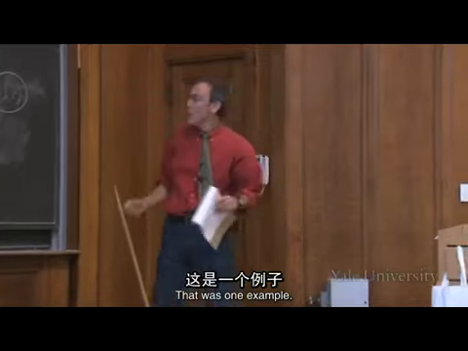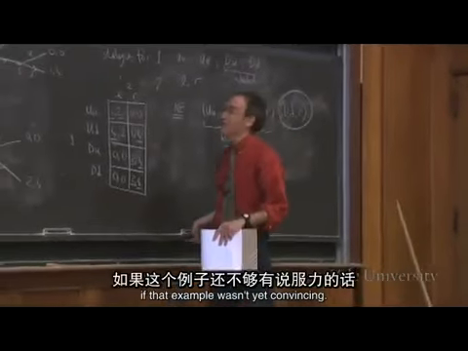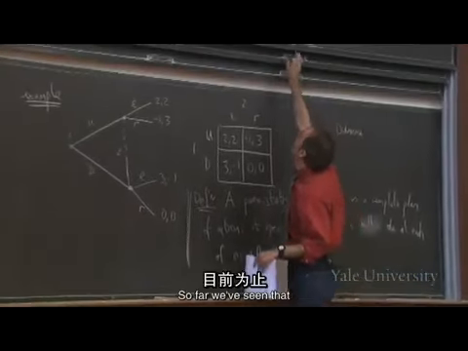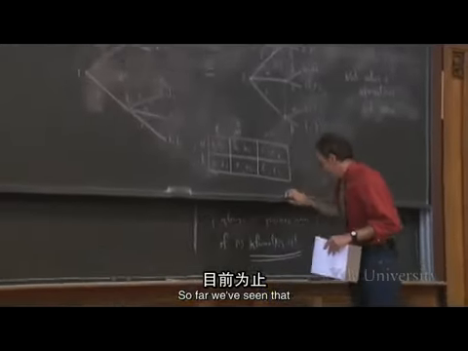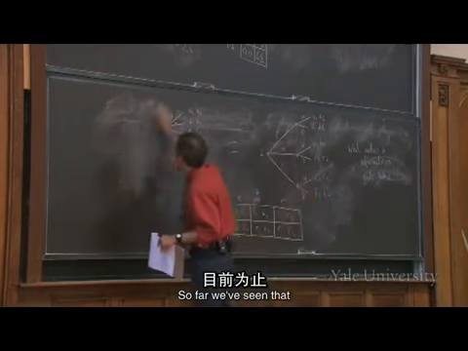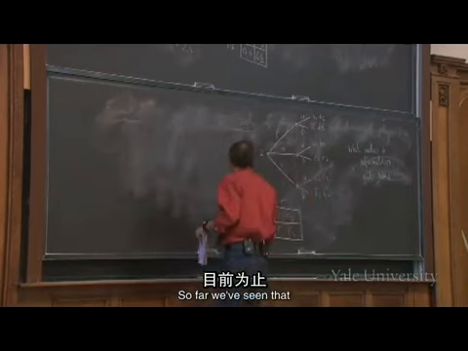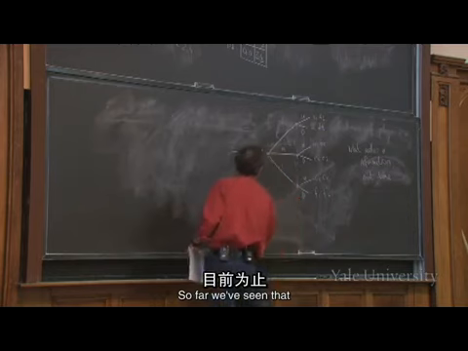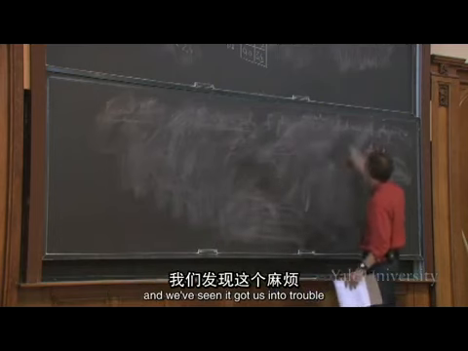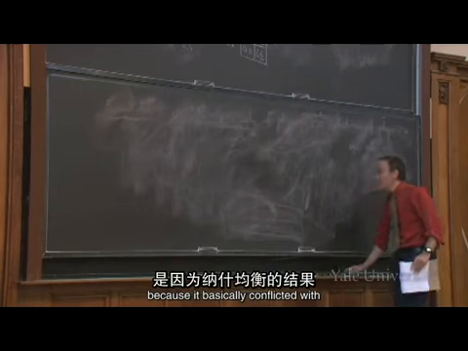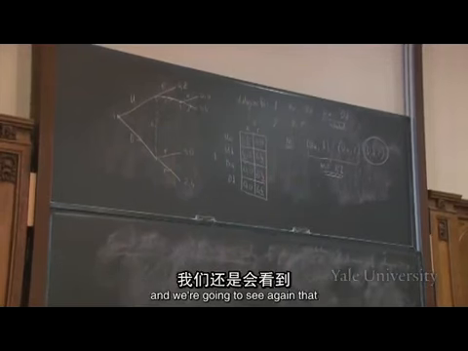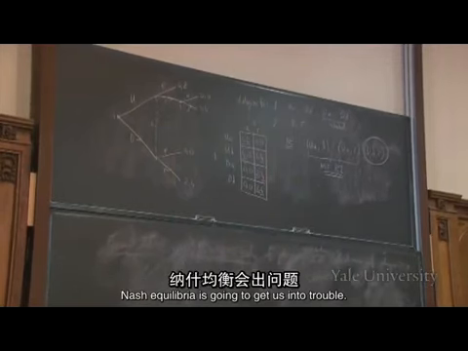All right, that was one example. Let me give you a second example, if that example wasn't yet convincing. Let me leave that example up. So far, we've seen that Nash equilibrium gets us into trouble in these games, because it basically conflicted with our backward induction intuitions. Now I'm going to show you a different game, and we're going to see it again: Nash equilibrium is going to get us into trouble.